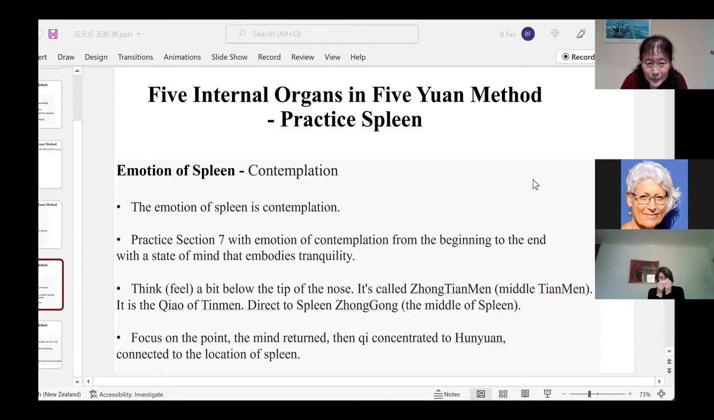The spleen is mainly about contemplation, and that's working. People still feel the spleen now, from Zhong Tianmen coming to the spleen. Yeah, people still feel it. That's good.